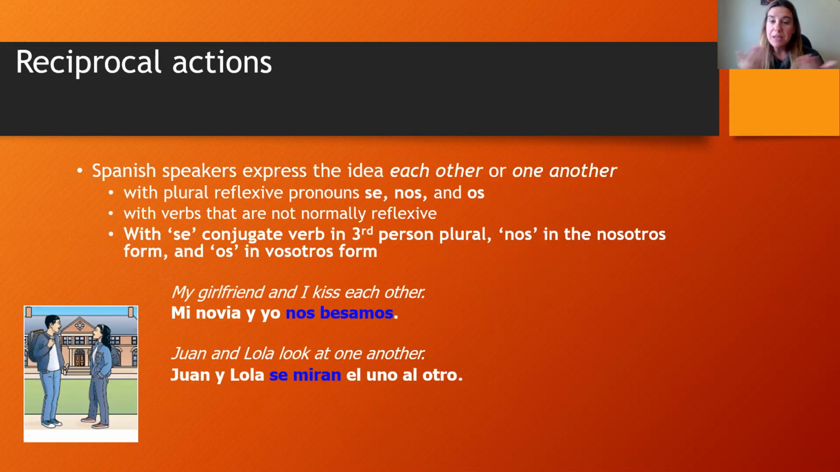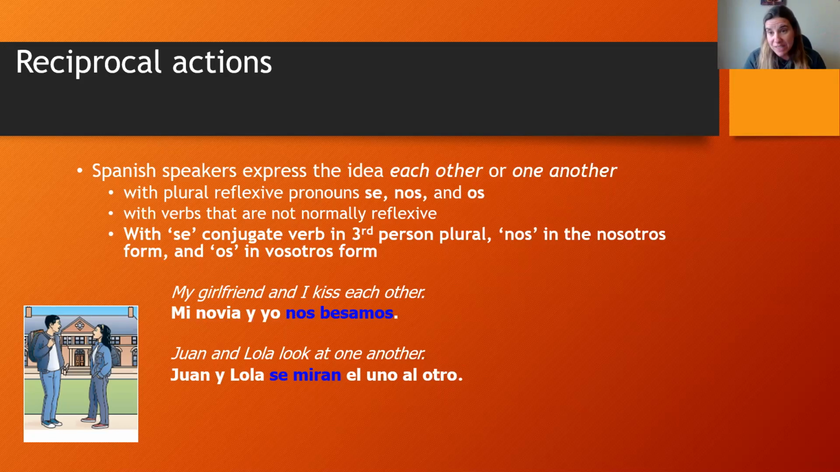In Spanish, you express the idea of something happening between 2 people or to each other with these reflexive pronouns. We know the reflexive pronouns. We've been learning about reflexive verbs, verbs that people do to themselves, since Spanish 122. So you've seen se, you've seen nos, and if you're from Spain, you've seen os. But when you use those reflexive pronouns with verbs that are not usually reflexive, it means that two people do whatever the verb is to each other.